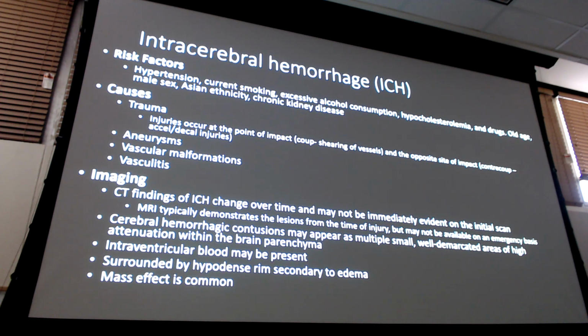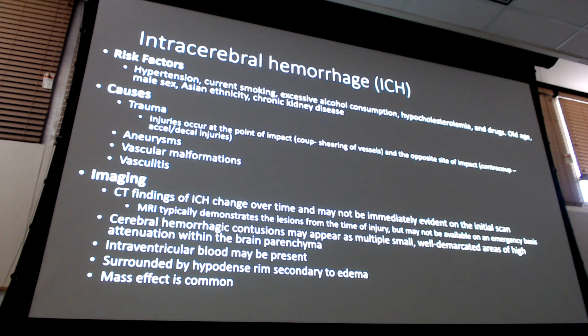You got somebody who's hypertensive, a smoker, a chronic alcohol user, they're going to be at a much higher risk for intracerebral hemorrhage. Most of your causes are trauma, right? The point of impact shears the vessels. The vessels are weaker because of those top three things, right? The hypertension, the smoking, the alcohol, it weakens our blood vessels, makes them more prone when you have the trauma to get these intracerebral hemorrhages, okay?